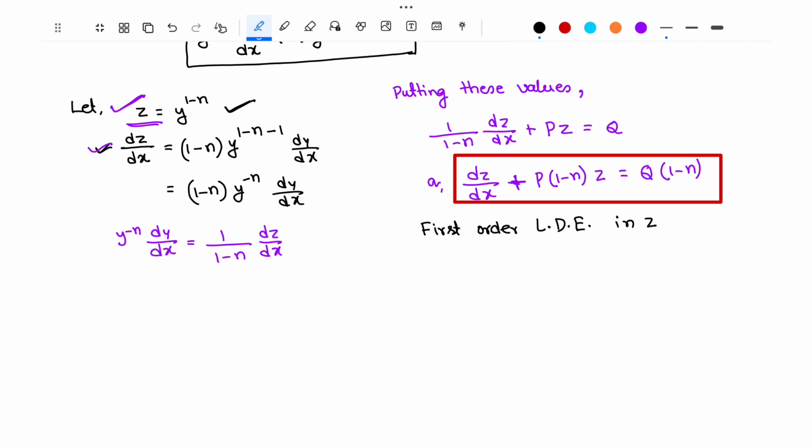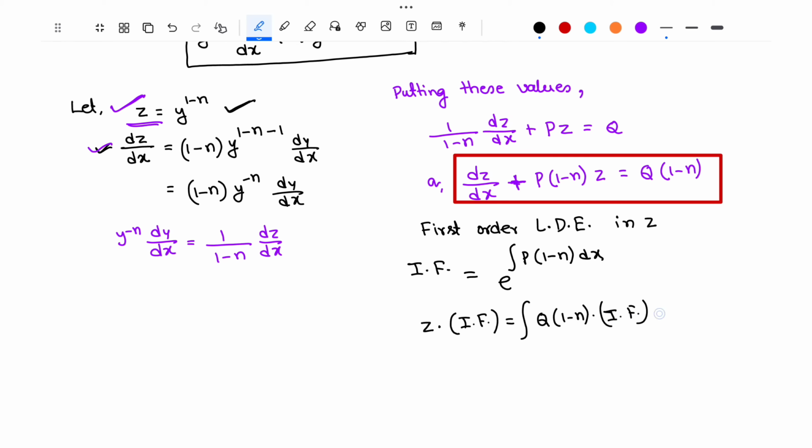So tell me, what is P? Actually we denote it by P, but in this case what will be the integrating factor? Directly calculate the integrating factor. The integrating factor equals e to the power integration P into 1 minus n dx. And what will be the solution? The solution is simple. Dependent variable into integrating factor equals right hand side into integrating factor dx plus c. This is the formula.